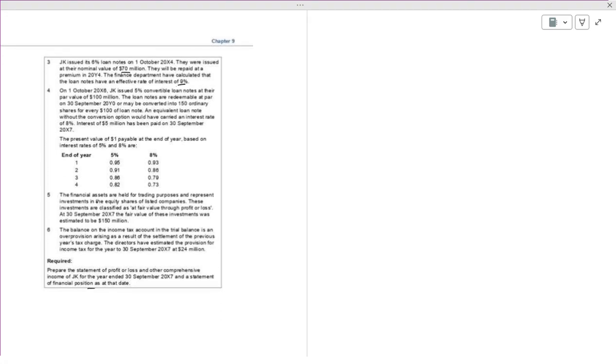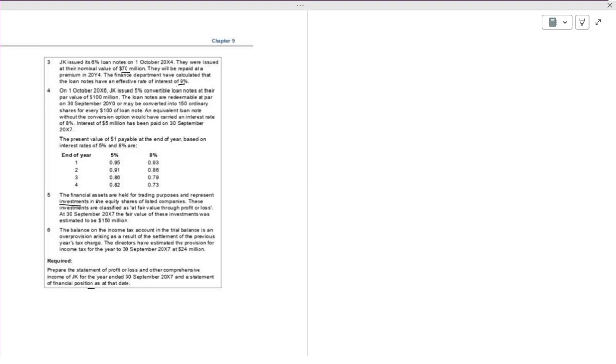The financial assets are held for trading purpose. Represents, there are some investments also. You have the loan notes, you have convertibles, you have investments. All three are there. Plus IAS 2 plus IAS 16. That is also there. Fine. With respect to fair value, we will do this again.